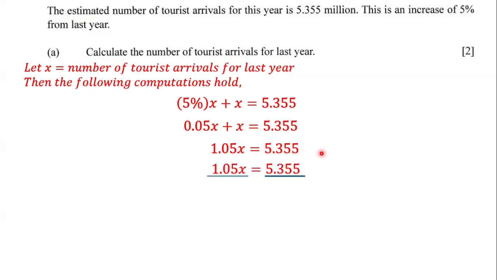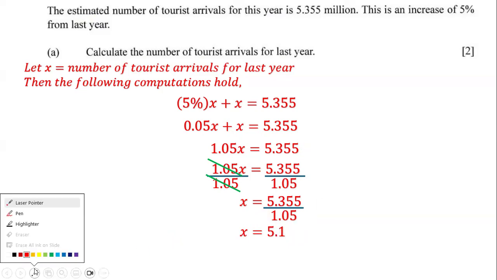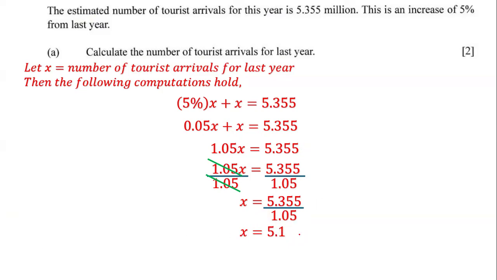Next, we divide both sides of this equation by 1.05, and we cancel this with that. So we have that x is equal to 5.355 divided by 1.05. And when we divide these two, we get that x is equal to 5.1. So that means that the number of tourist arrivals for last year is 5.1 million. Let's write that: x is equal to 5.1 million.